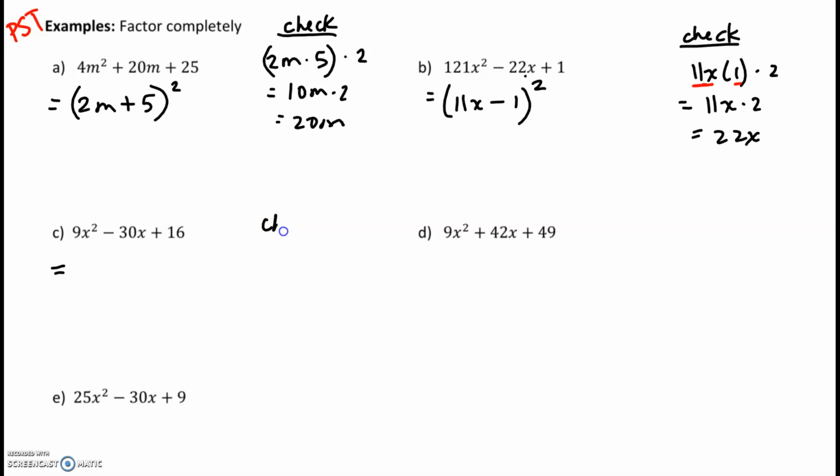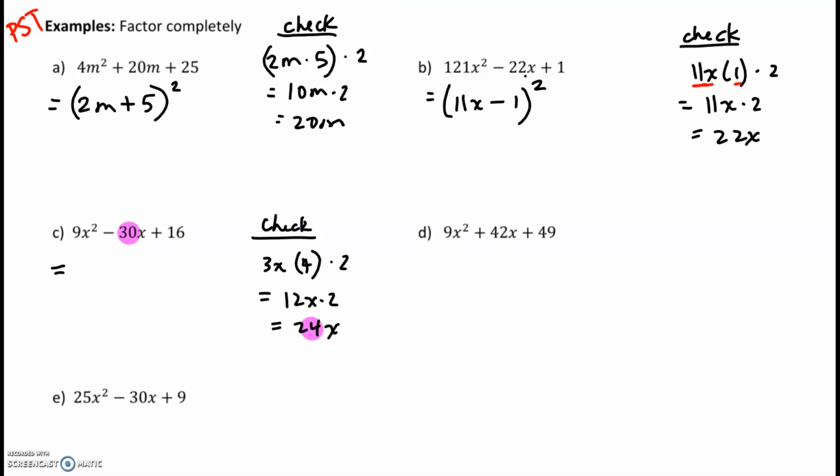So we're going to check, is this a perfect square trinomial? Square root of 9x squared is 3x. That is multiplied by the square root of 16, which is 4. And then we times it by 2. So 3x times 4 is 12x, times 2 is 24x. Now this time, it does not match. My b value does not match, so therefore it's not a perfect square trinomial, and we may have to factor it another way.